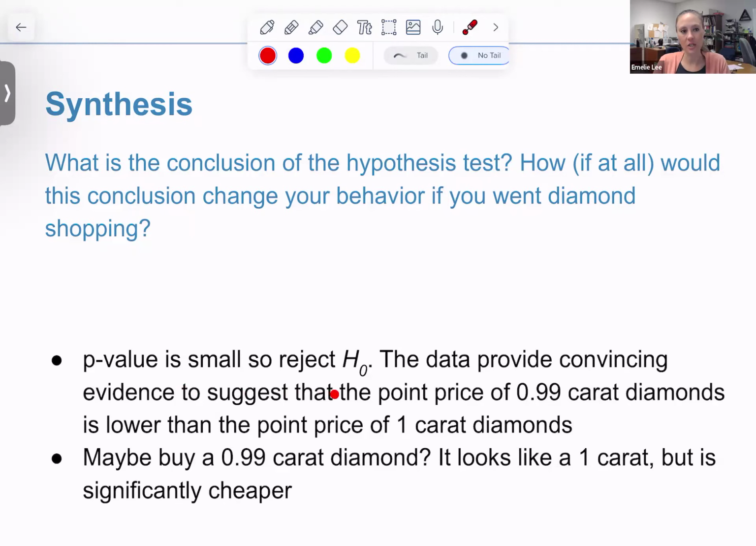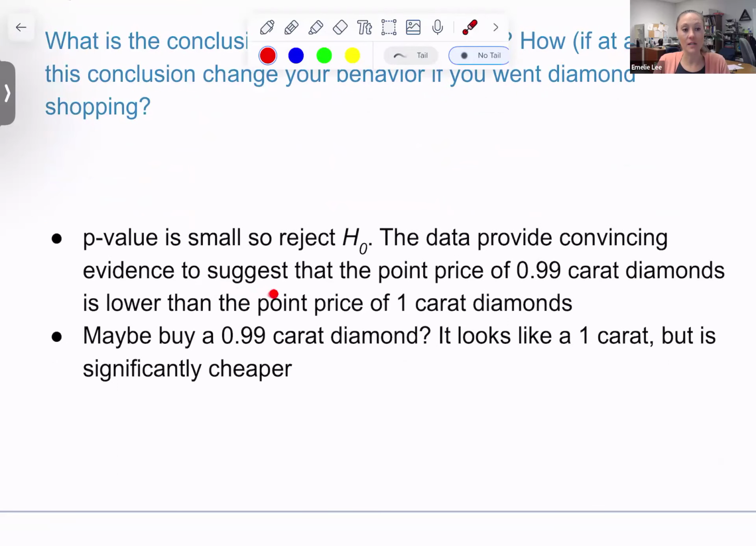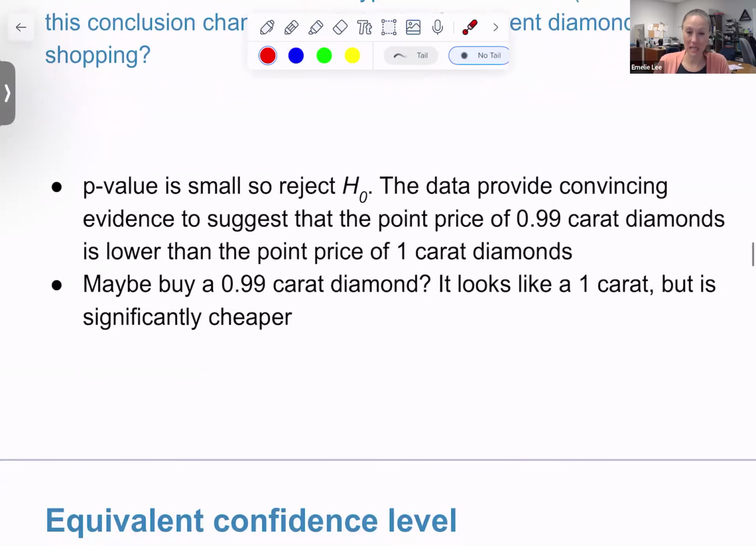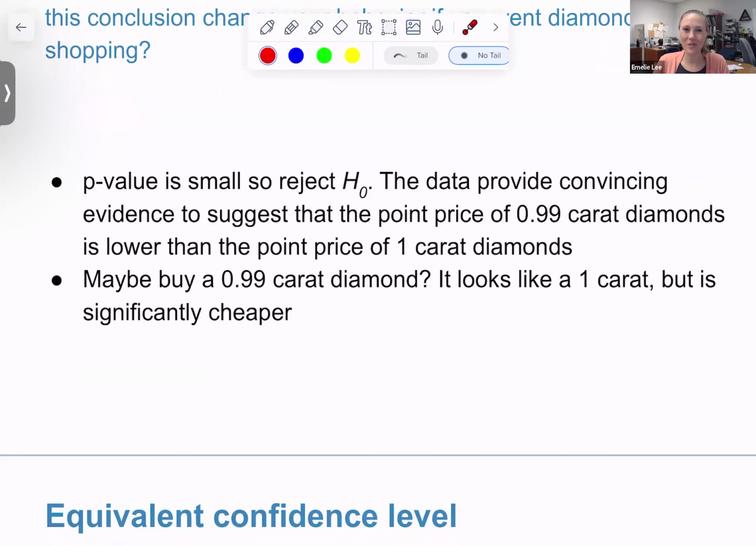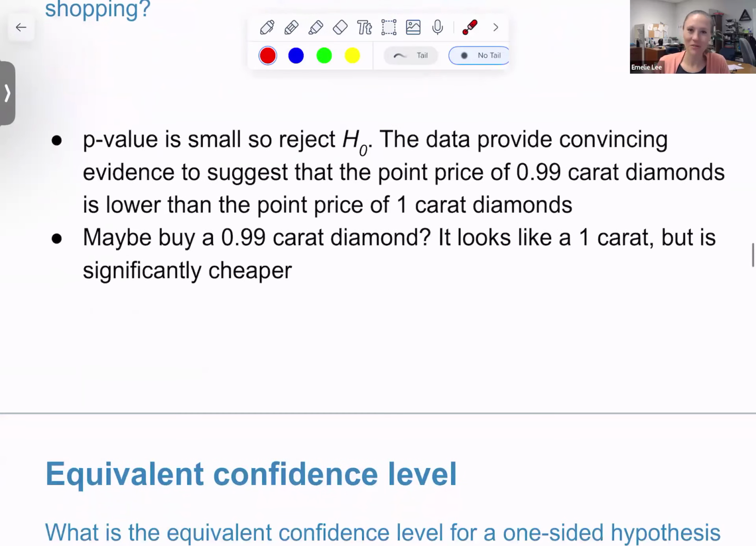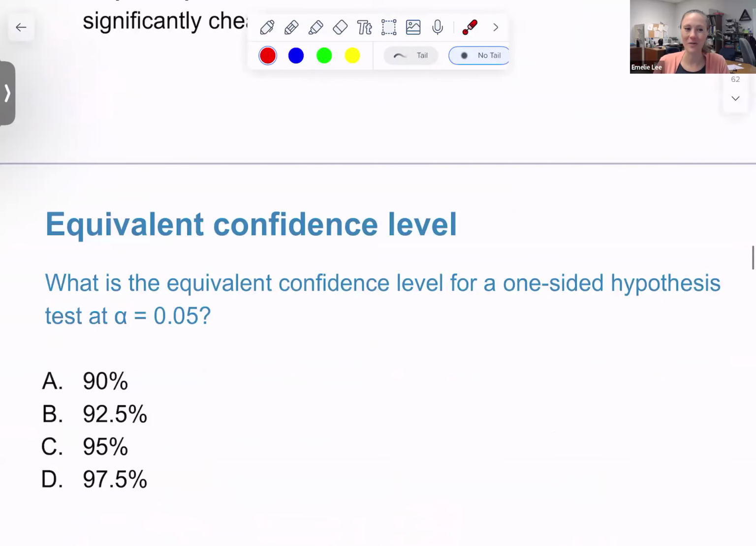We're going to reject H0, and so the data here provide convincing evidence to suggest that the point price of 0.99 carat diamonds is lower than the point price of 1 carat diamonds on average. So what can we do? Well, maybe buy a 0.99 carat diamond. It looks like a 1 carat diamond, but it's significantly cheaper. And so that's kind of the take home, or really whatever spin you want to put on it. Go for it. That's not my job.